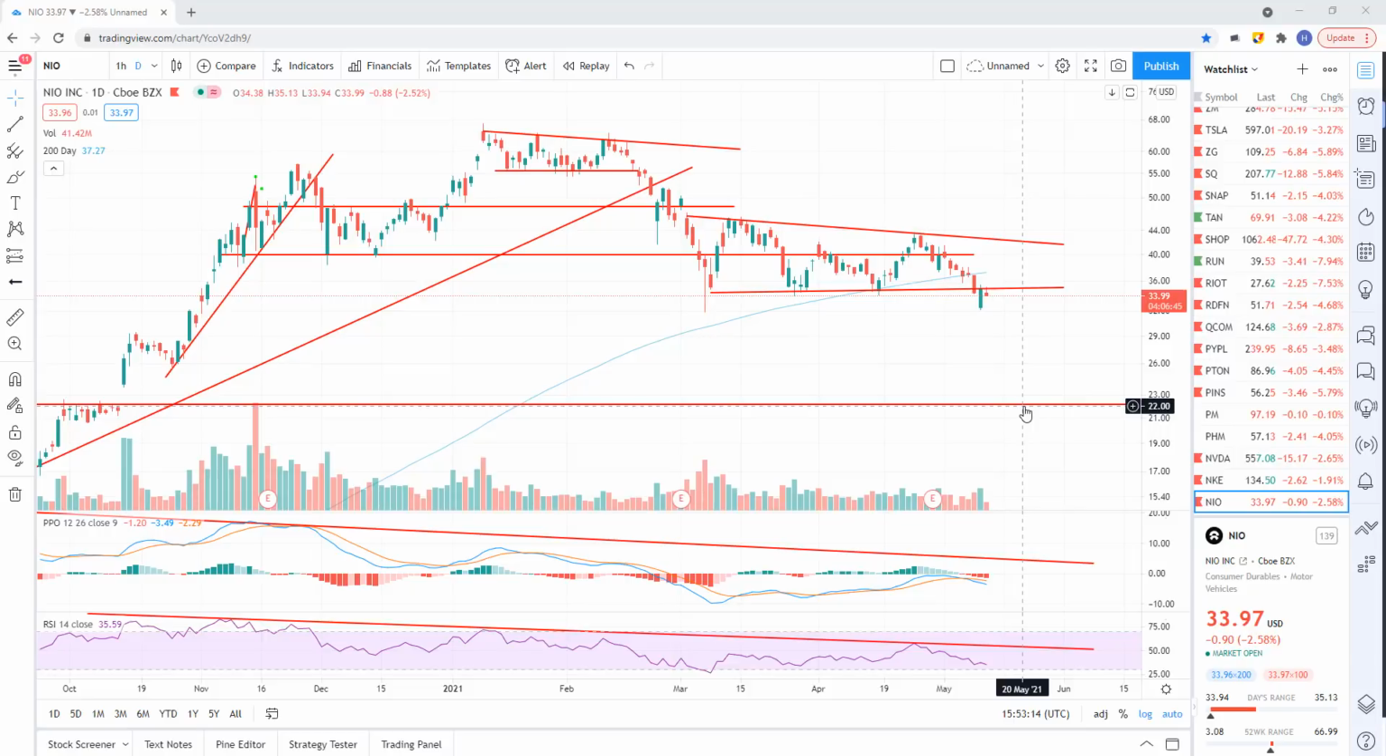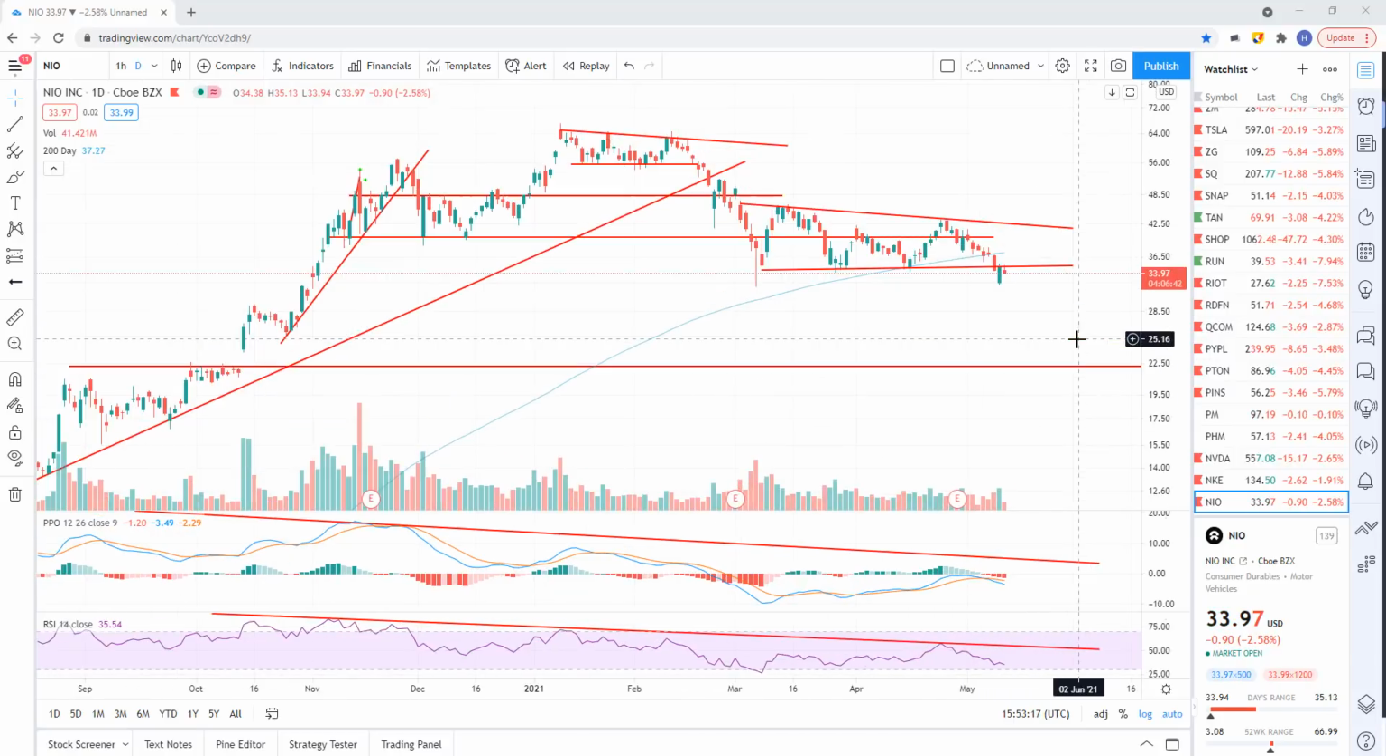And I'm looking at 22 bucks on NIO for the next level of what seems to be major support. We have a gap way back here during October of 2020, and it looks like, if we continue to sell off, we'll run down and fill that gap.